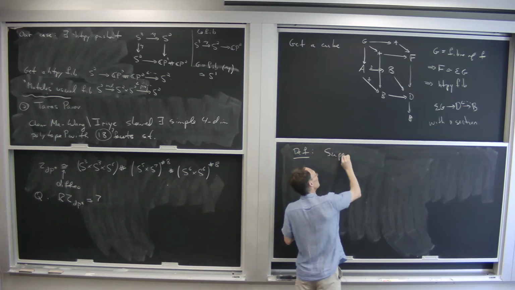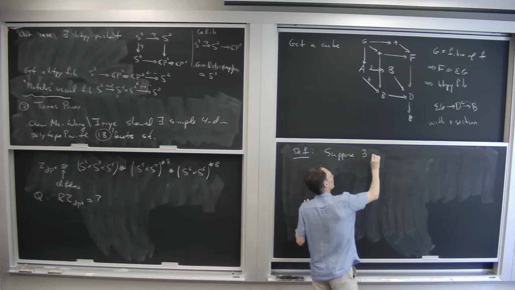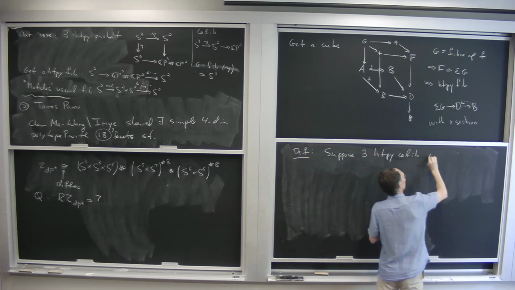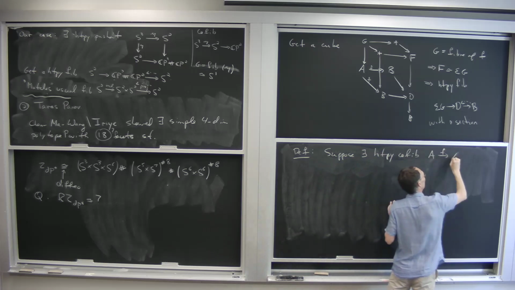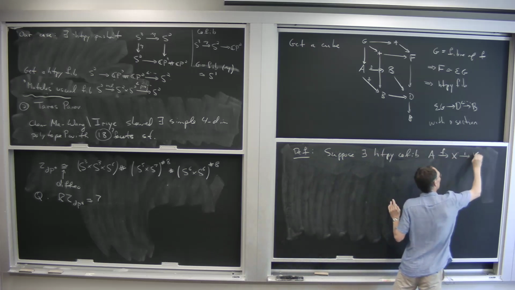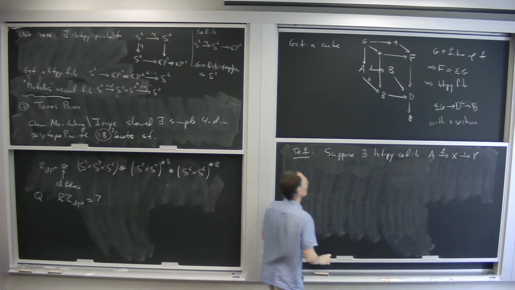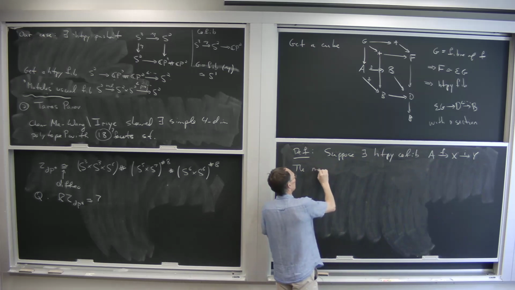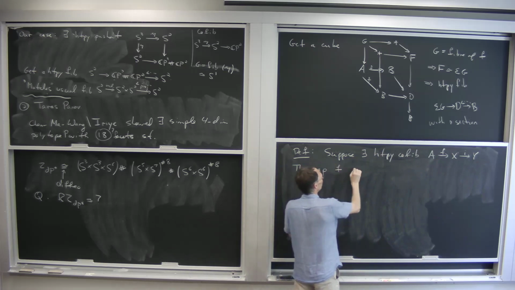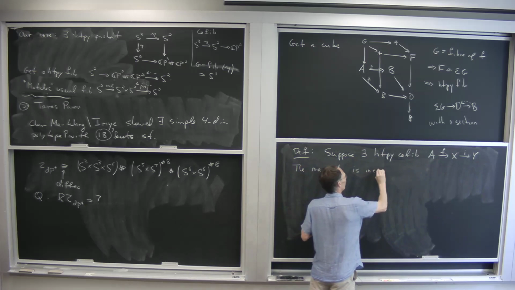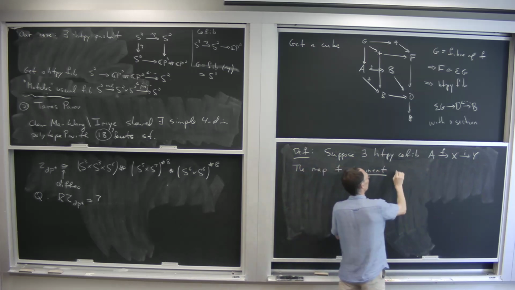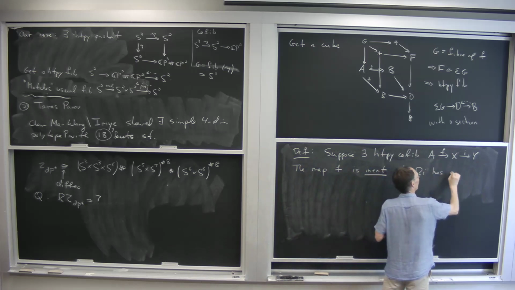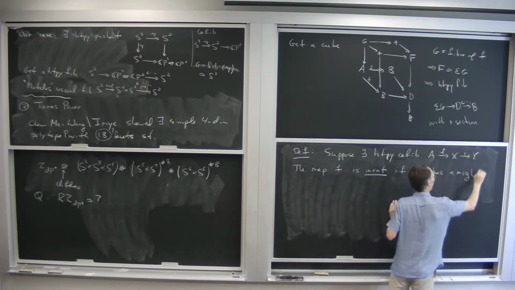Suppose there's a homotopy cofibration from A into X into Y. Then the map F is said to be inert if the loop on F has a right homotopy inverse.